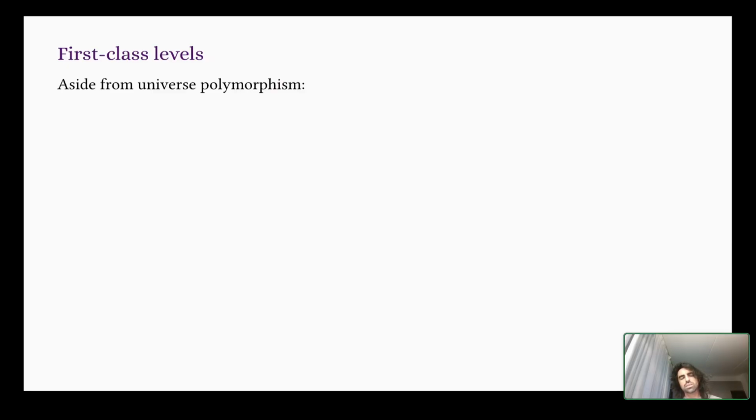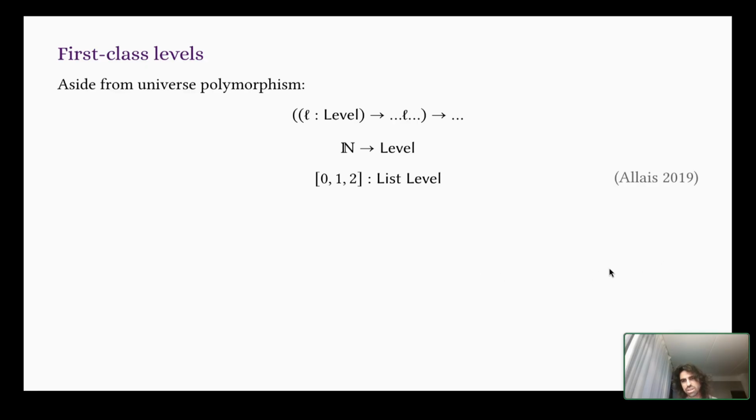Having first-class levels gives us a lot of extra power. Aside from getting universe polymorphism, we also have the ability to quantify over levels in a nested manner, so we get higher rank quantification. We can have levels that depend on elements of other types, so you can define a function from the natural numbers to levels by recursion. In a similar spirit, you can put levels in arbitrary data structures. This is actually used in the Agda standard library.